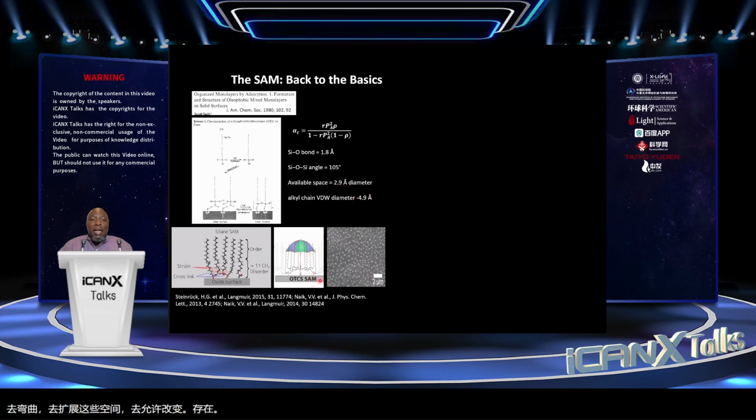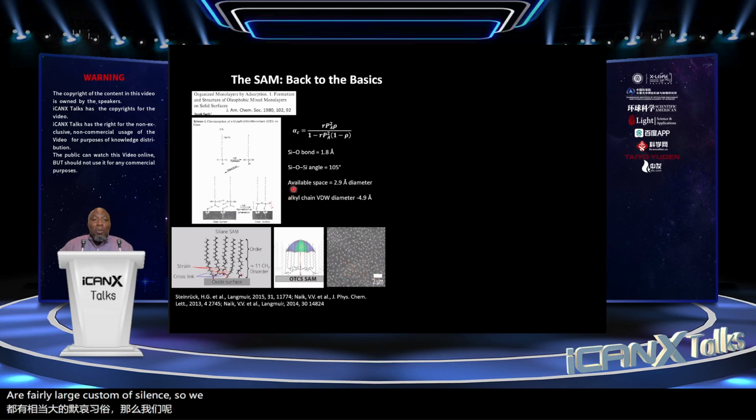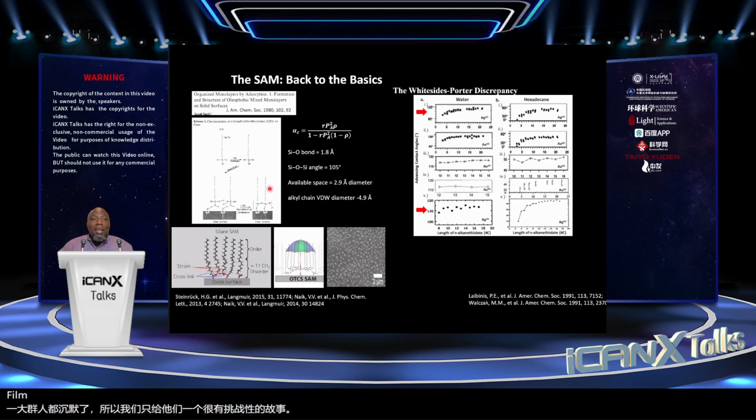And later on, Nick Spencer used silicon surfaces. We used paper as a surface, and we showed that when you have that texture, these materials can actually grow into very large clusters of silanes. So we start the monolayer story in a very challenging field. But it was not just the Sagiv work.